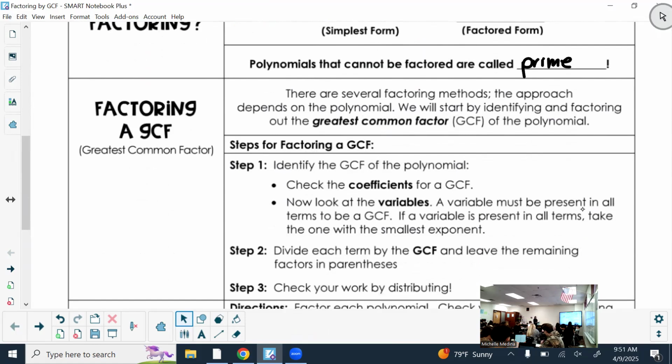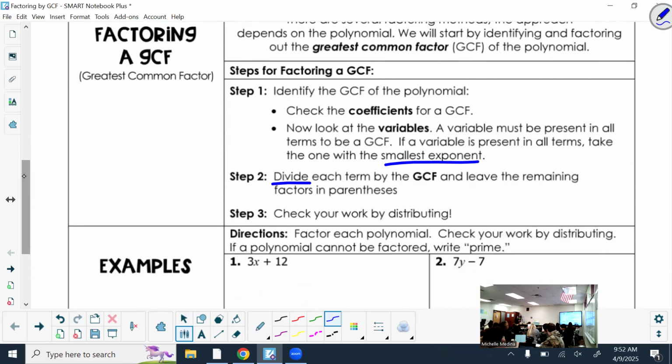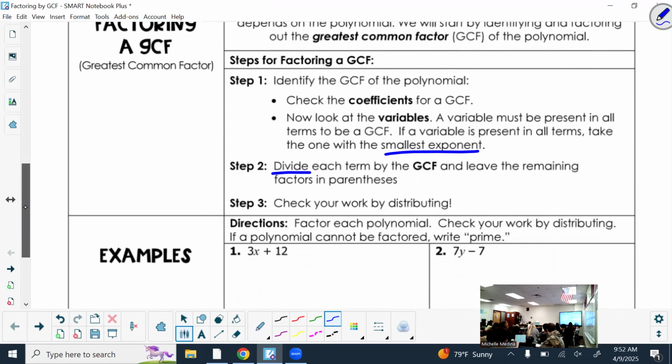If a variable is present in all of the terms, we can factor it out. If not, then we can't. So it has to be present in each term, and if it is, you need to take the one with the smallest exponent. So your GCF can never be bigger than the smallest amount you have. Then you are doing the opposite of multiplying. You're dividing each term by the GCF and putting the remaining factors in the parentheses, with your GCF on the outside. Lastly, you can check your work by distributing.